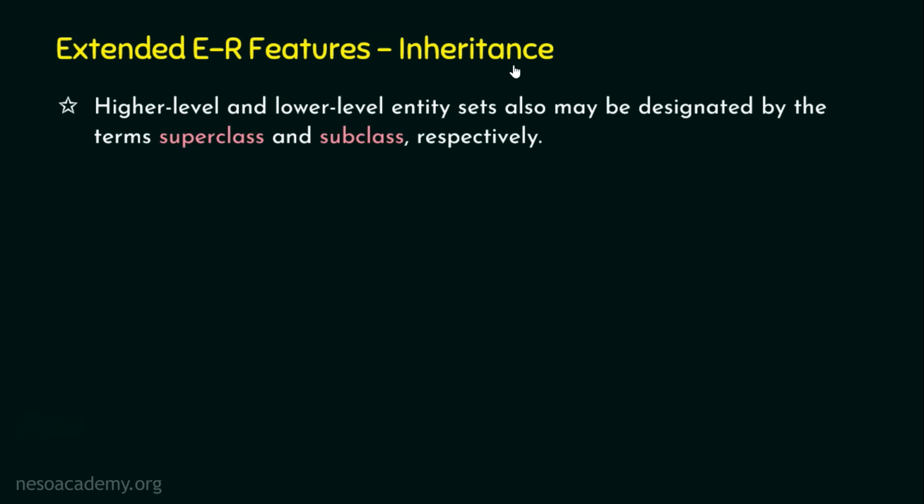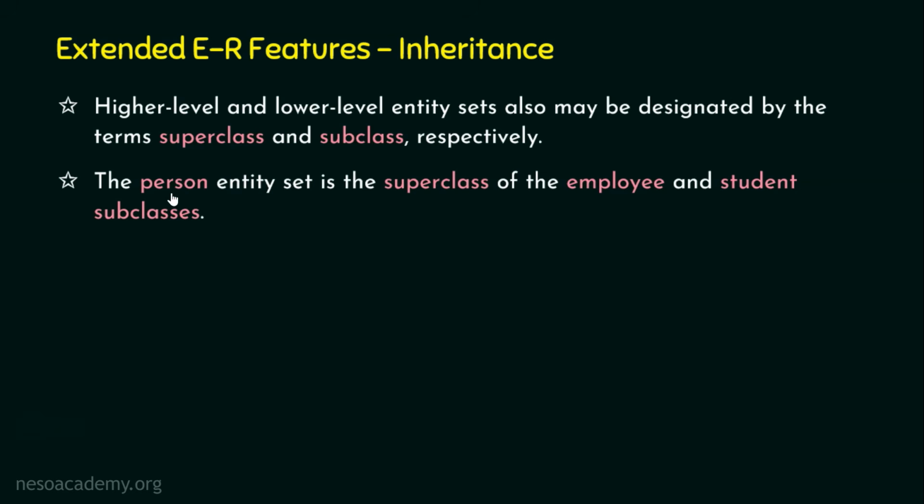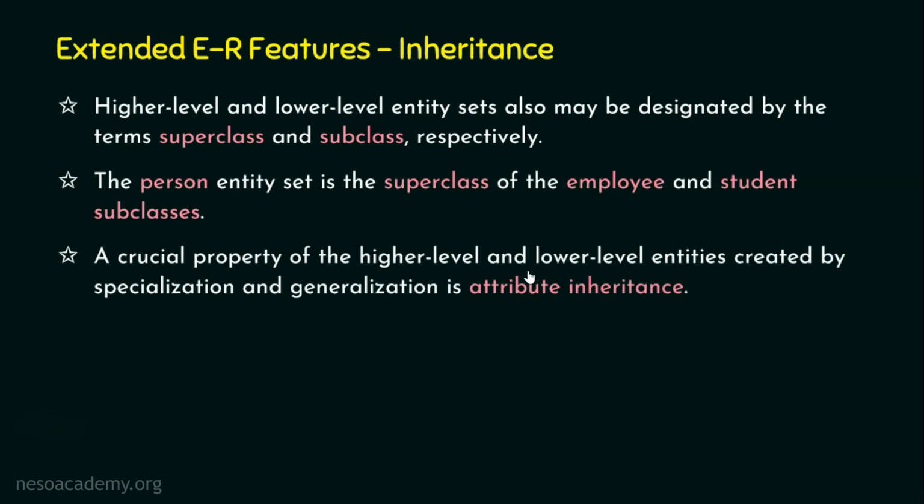How is this inheritance related to the extended ER features? When we talk about the person entity, we know it is the superclass or the higher level entity, where it has employee and student as the lower level entities or the subclasses. So the crucial property of higher level and lower level entities created by the extended ER features specialization and generalization, we refer to as attribute inheritance. Remember, attribute is the term we use in ER model or ER diagram terminology. So, the property we achieve through the higher level and lower level entities created by specialization and generalization, we refer to as attribute inheritance.